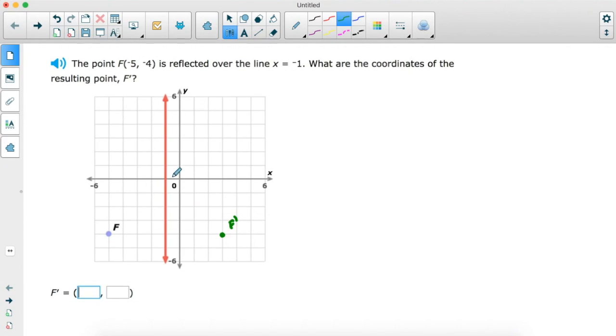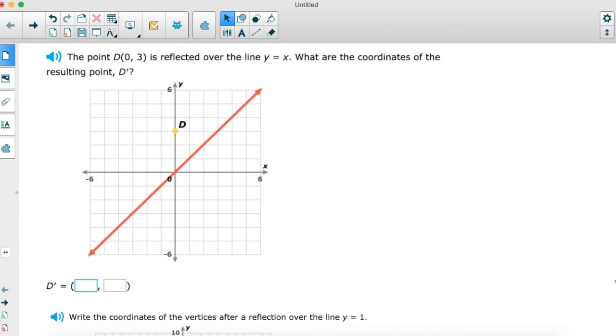So for the coordinates, you need to check what they are here. Here's the origin at 0, 0. So you have 1, 2, 3. This is 3. And then it is going down 1, 2, 3, 4. This is -4. So your coordinates are 3 and -4.